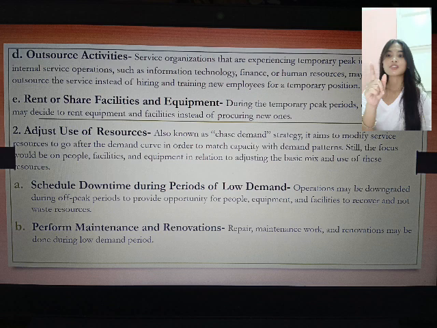Then, rent or share facilities and equipment. During the temporary peak periods, organizations may decide to rent equipment and facilities instead of procuring new ones.